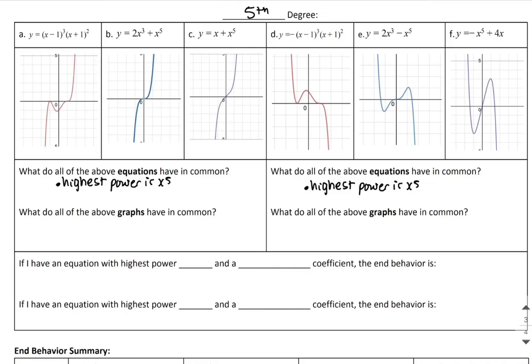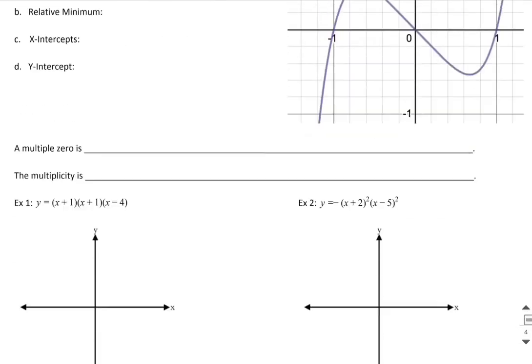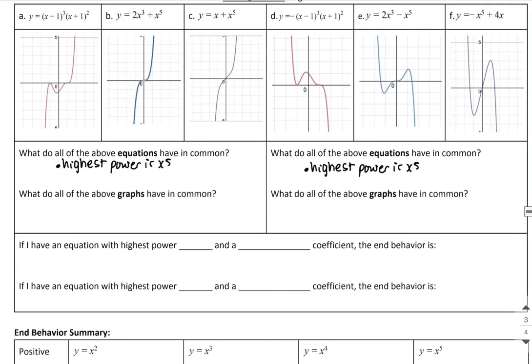I also know the difference between A, B, and C and D, E, and F, those equations are, again, the same exact thing as we were saying before. I have a positive coefficient and a negative coefficient.